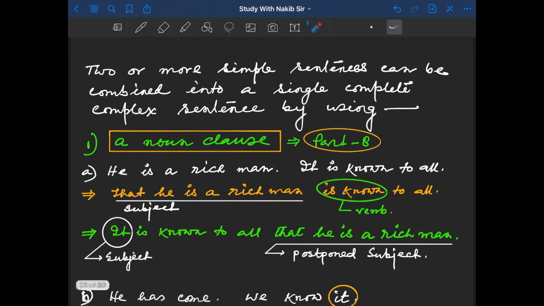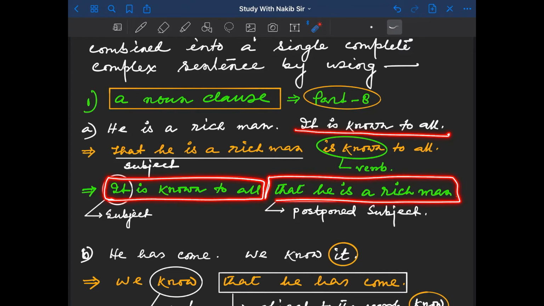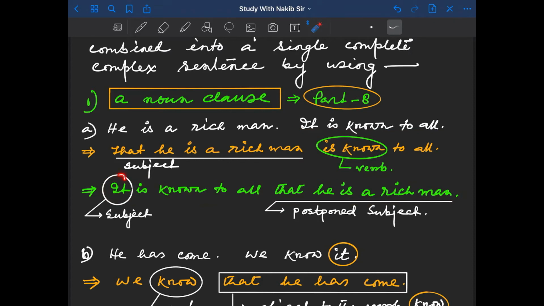Okay. This sentence can be used this way also. Keep it as it is, right? It is known to all. The question is, what is known to all? I write down the first part, that he is a rich man. Write down this part here, and you will get your sentence. It is known to all that he is a rich man. Okay. It is the subject here, the positional subject, but the real subject is that he is a rich man. So your combined sentence is, it is known to all that he is a rich man.